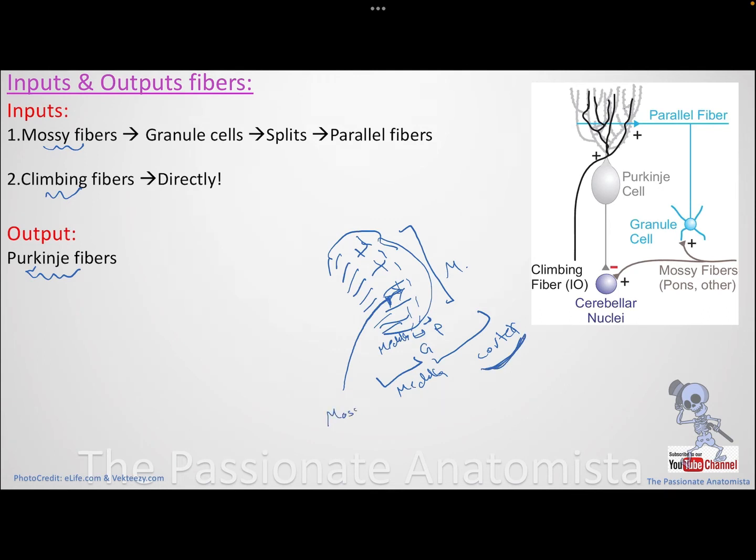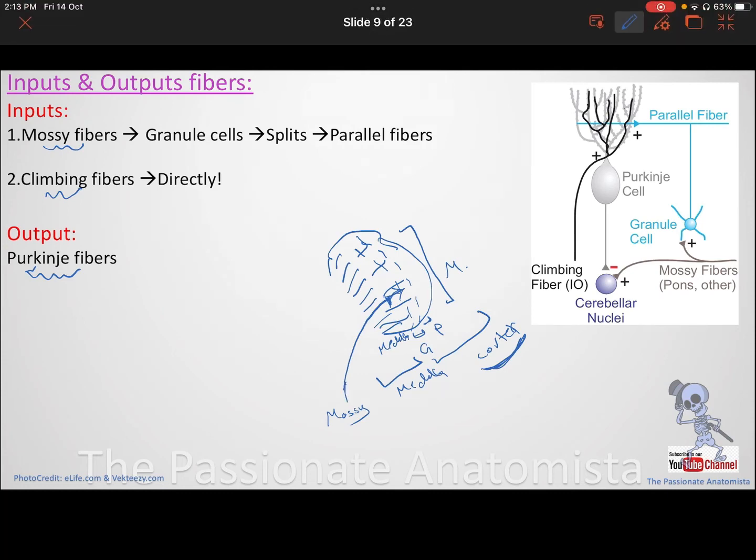Now, the Mosaic fibers are coming from everywhere and they will stop at the granular cell layer. They need someone to help them take the information to the molecular layer. Why do we need to go to the molecular layer? Because in the molecular layer, you have your Purkinje cell. This is the Purkinje cell that will give you the final output to everywhere.